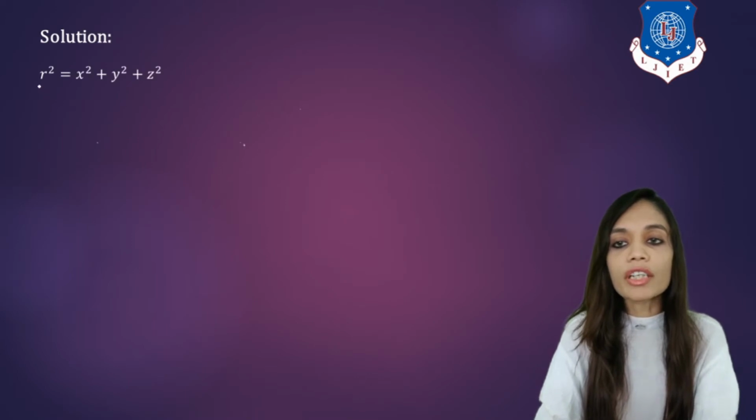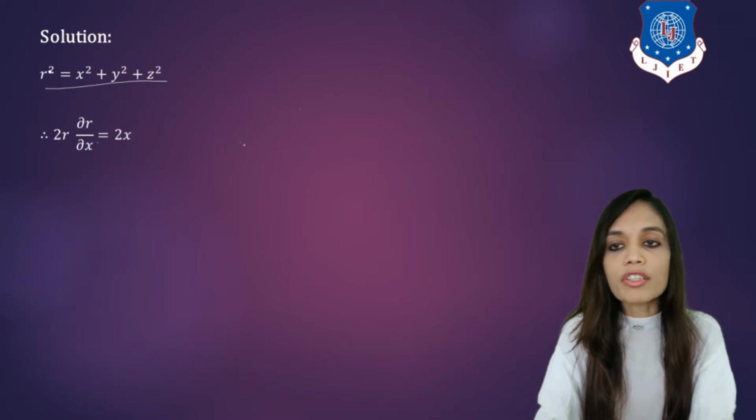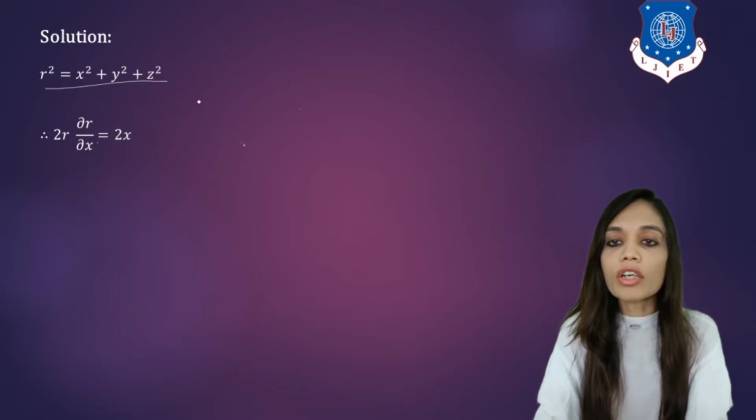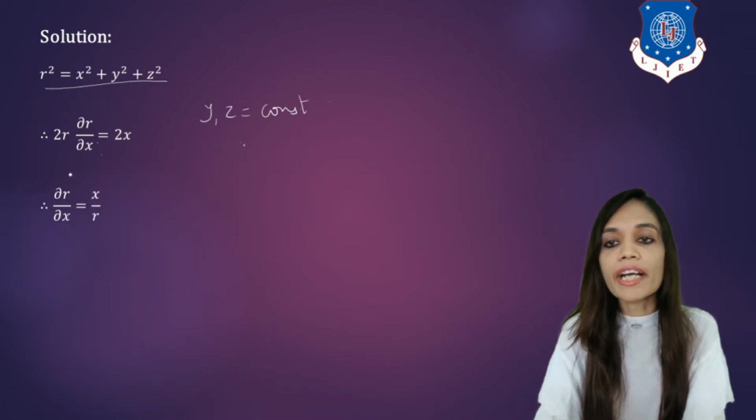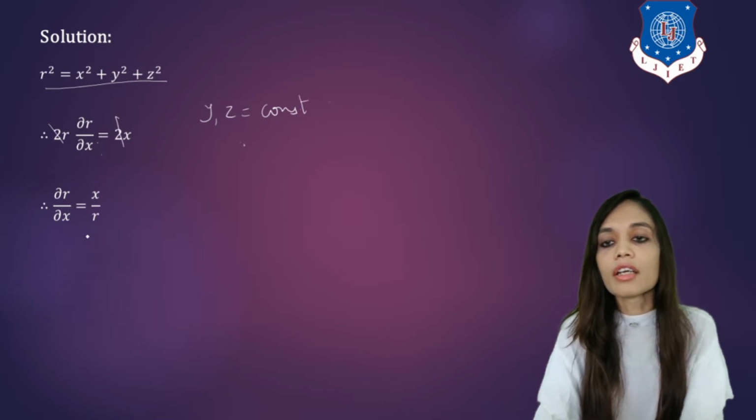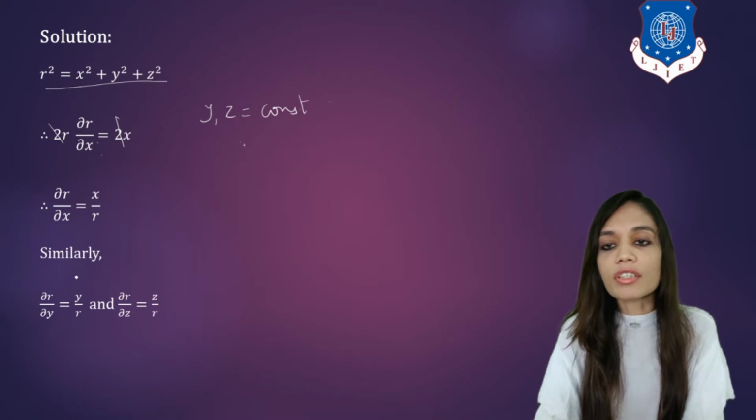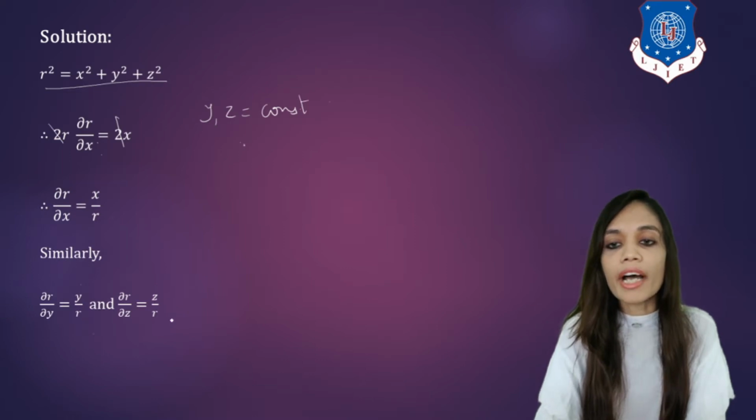So here we are given r square is equal to x square plus y square plus z square. So firstly we will do the derivative of this r with respect to x, keeping what constant? Y and z as constant. So keeping y and z constant, the derivative will be 2r del r by del x is equal to 2x. So finally del r by del x will be equal to x by r. These 2 and 2 will get cancelled. Similarly del r by del y is equal to y by r, and del r by del z will be equal to z by r.